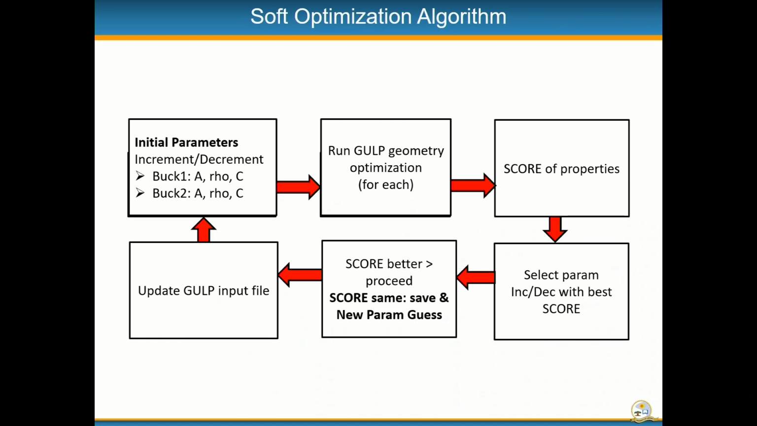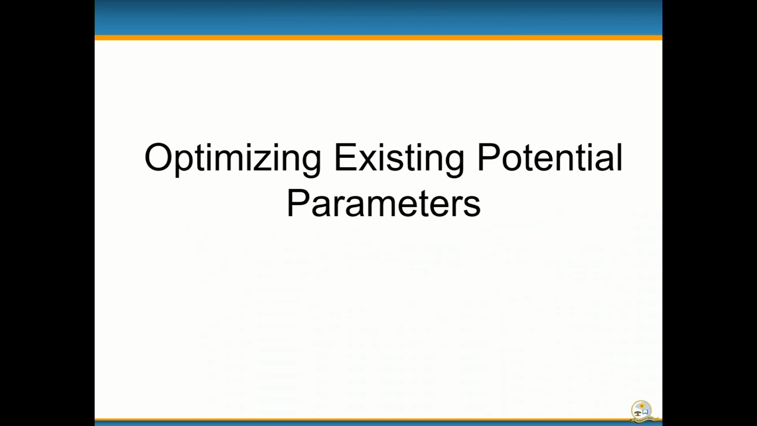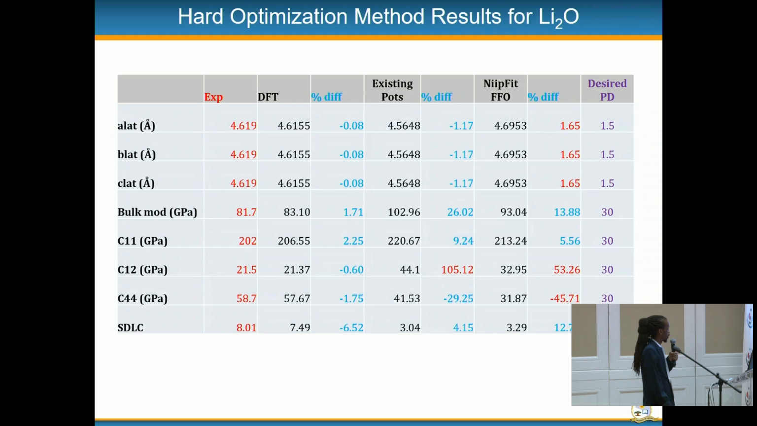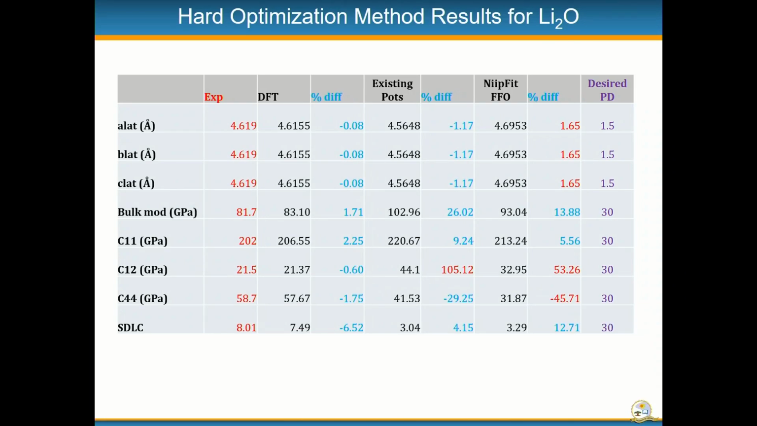Right, and the other one is a soft method. Here it's the same process, but you only need to increment once. Right. Okay. So the program is able to, by the way, optimize existing potentials. These are the results where we try to optimize some lithium oxide potentials. So I think the column in red is experimental values, like experimental properties we are comparing to.